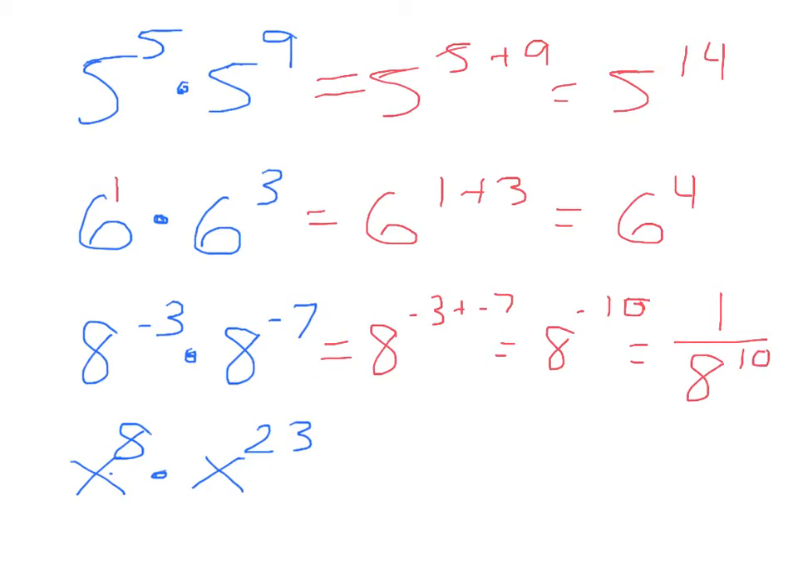because you're not allowed to have negative exponents. Finally, on this last one, we have x to the 8th plus 23, which is x to the 31st. Hopefully you got all 4 of those correct.